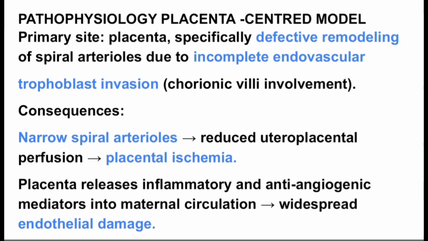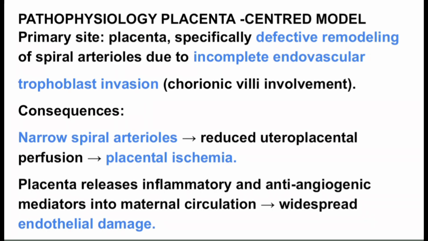So some of these include the soluble fms-like tyrosine kinase 1, the vascular endothelial growth factor, the placental growth factor, and the inflammatory mediators. We have tumor necrosis factor alpha, which is just a potent inflammatory cytokine which directly damages the endothelial cells. We also have interleukin 6, which causes a systemic inflammation and activation of the coagulation system. We also have reactive oxygen species that cause oxidative stress to the maternal cell membranes.